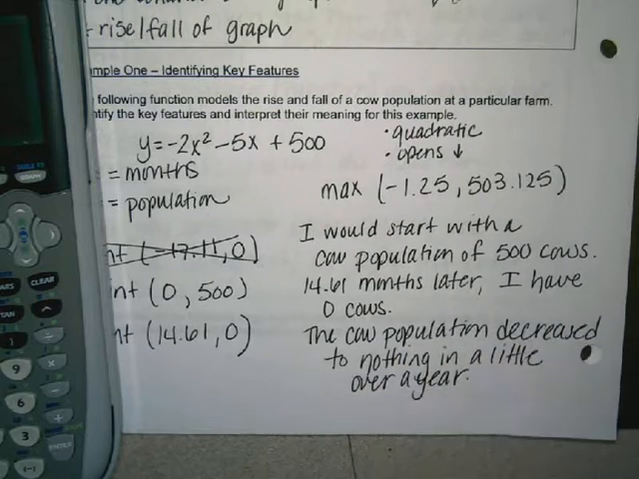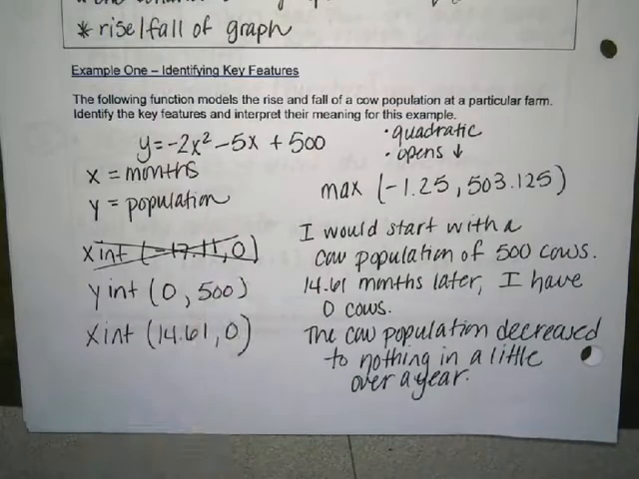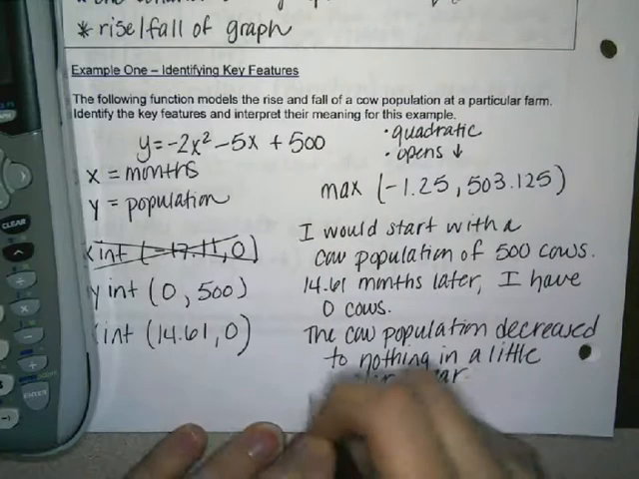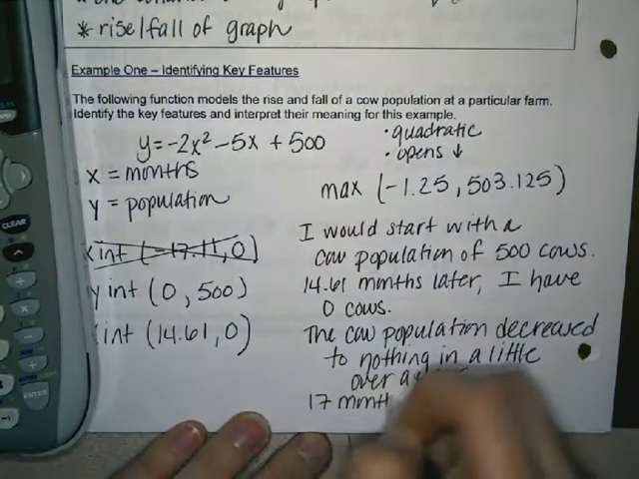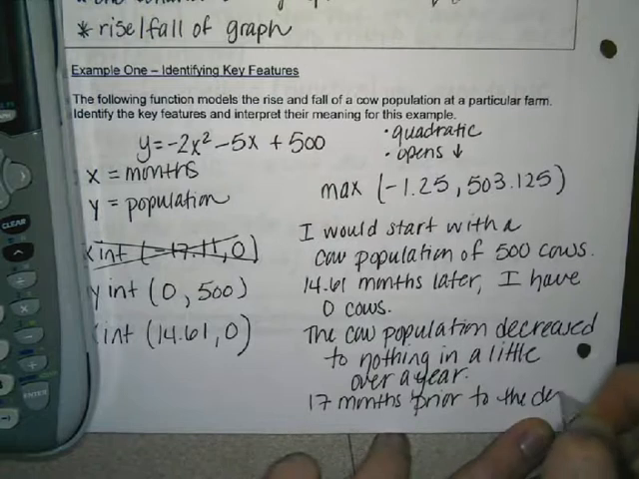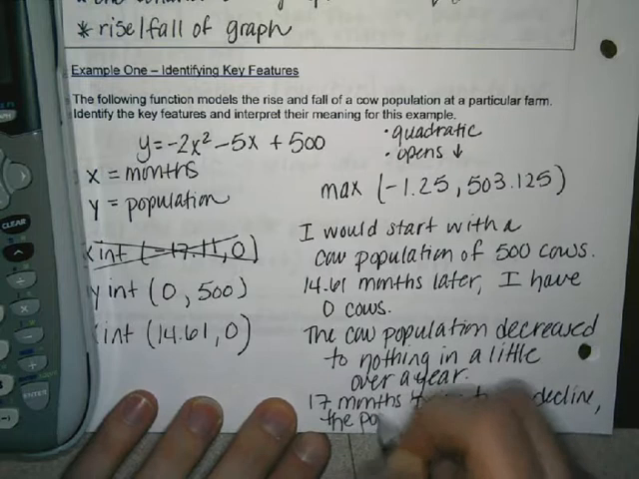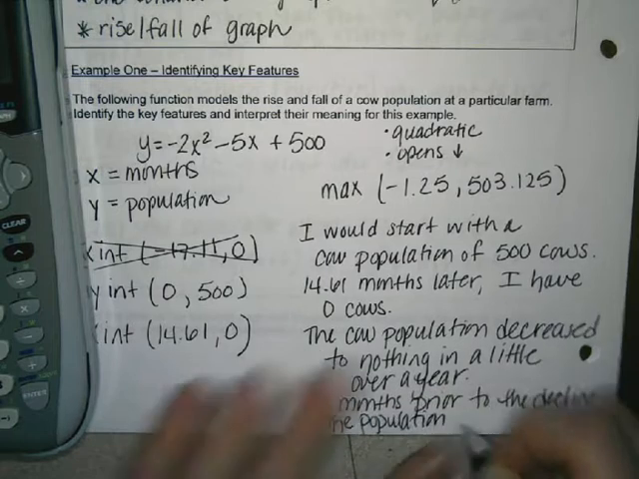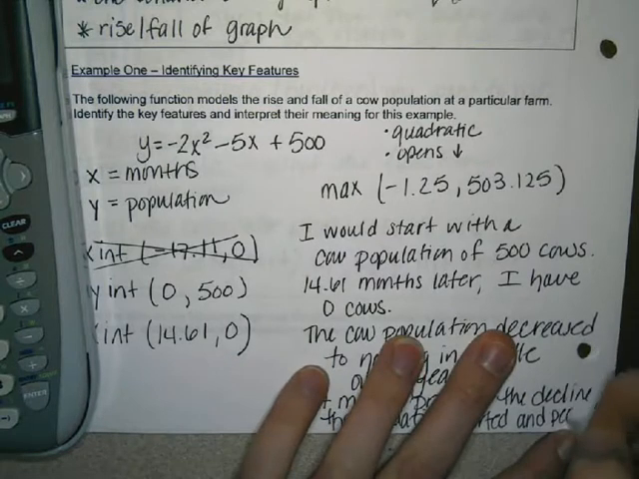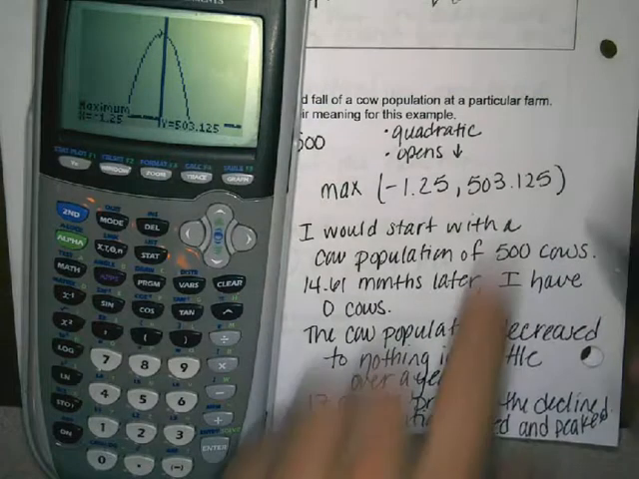You could make an argument that what this x-intercept over here means, this negative 17.11, we could say that 17 months prior to the decline, the population started and peaked, and that peaked word would refer to the maximum, peaked at 503 cows.